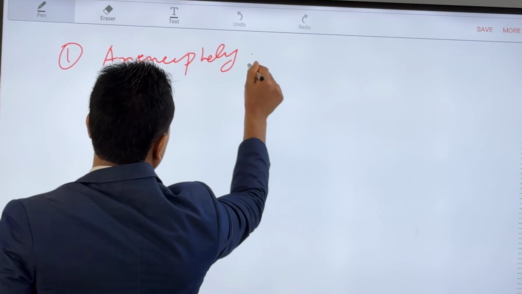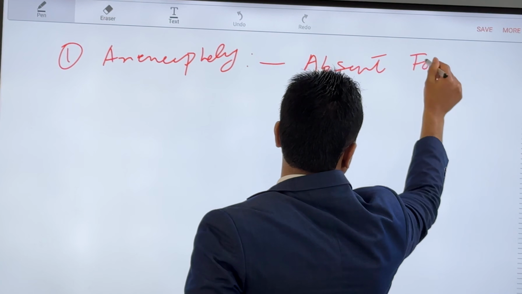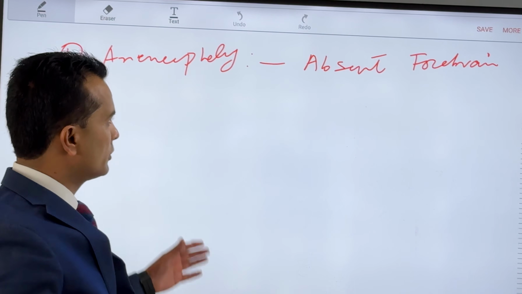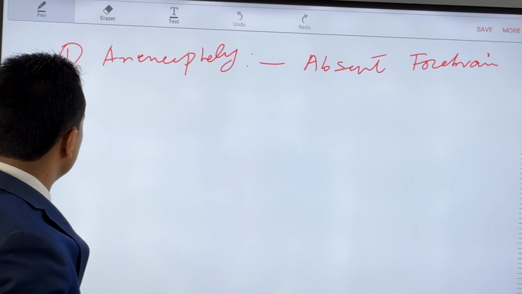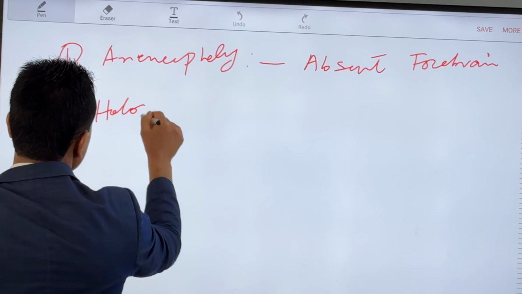Anencephaly: absent forebrain. This may be due to some gene mutations. And another defect is called holoprosencephaly.